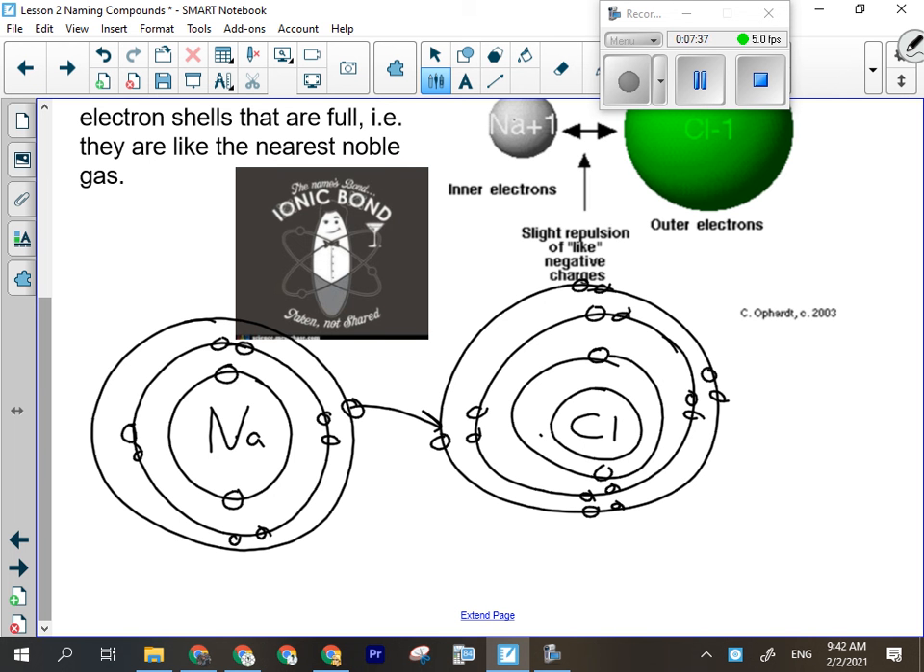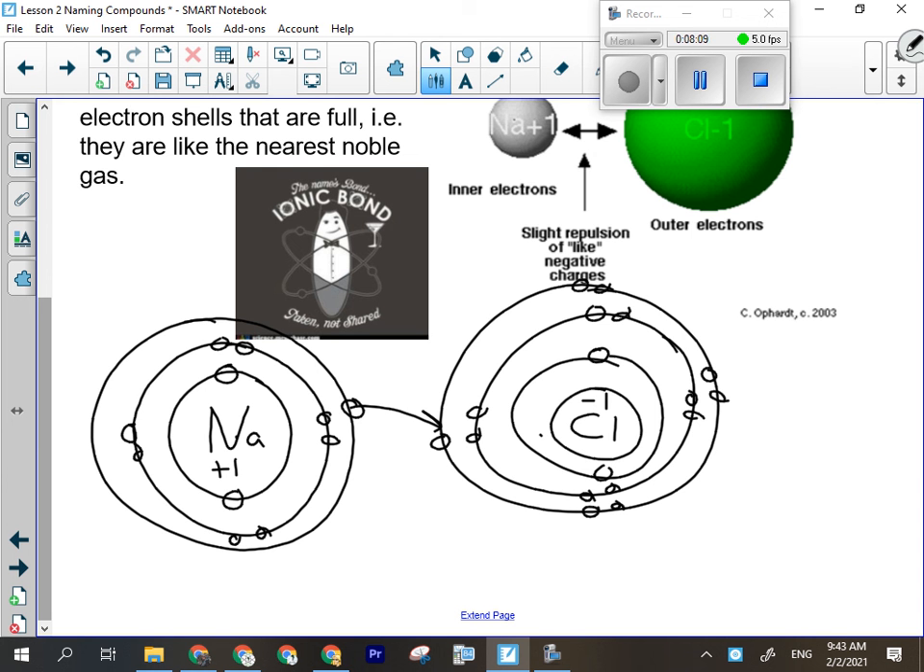When sodium had 11 electrons and 11 protons, its charge was 0. Now it's lost an electron. Now its charge is positive. Positive 1, in fact. Because now it has 10 electrons and 11 protons. So there's 1 proton that's not being balanced out. So sodium now has a charge of positive 1. Chlorine has picked up an extra electron, so it now has a charge of negative 1.